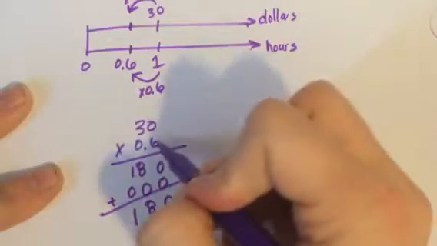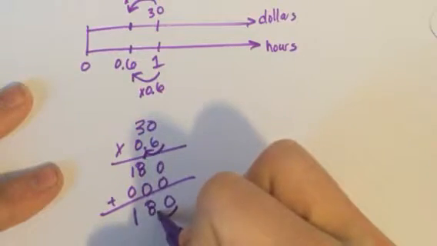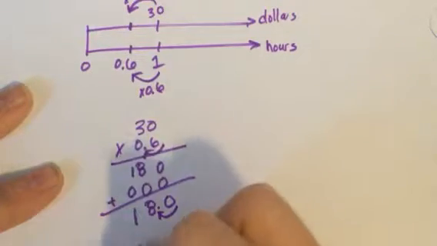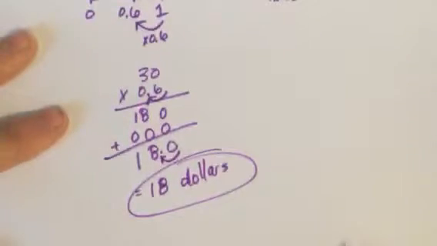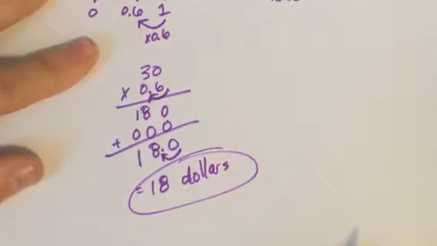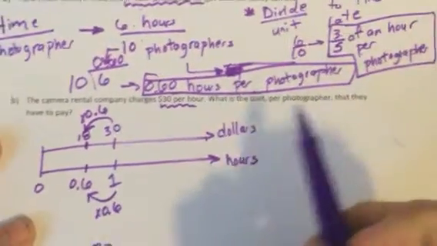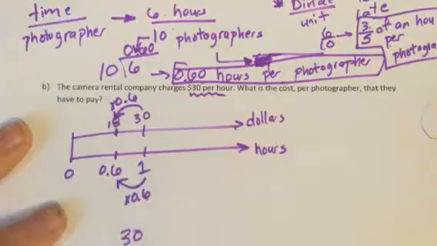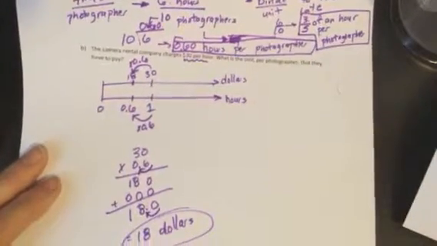Don't forget your decimal. In my two factors, I have a total of 1 decimal place. So I'm going to have my 1 decimal place here. So I have $18, which I can then put on my double number line, right above 0.6. The cost per photographer that they have to pay, each photographer pays $18. I'll zoom out again so you can see the whole problem.